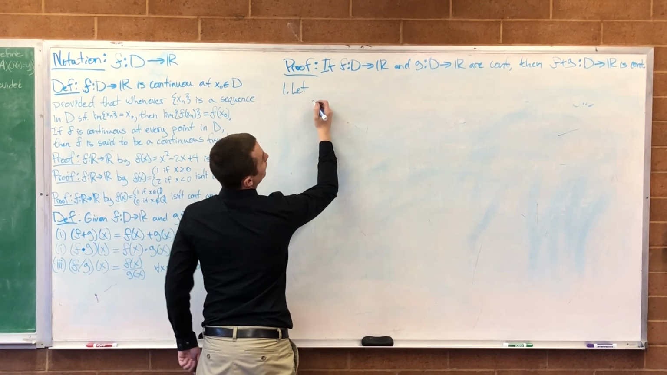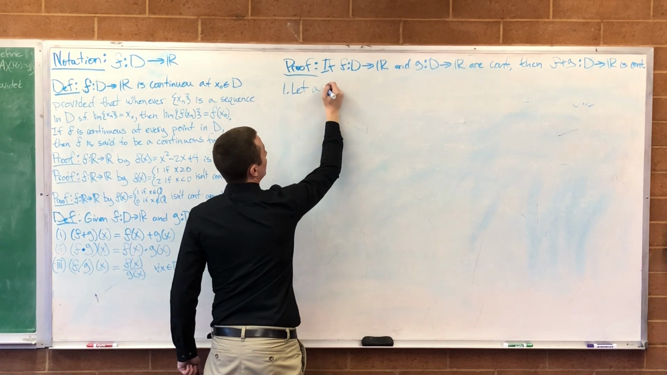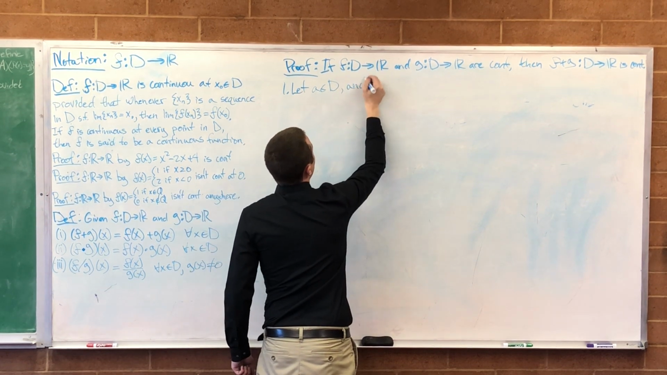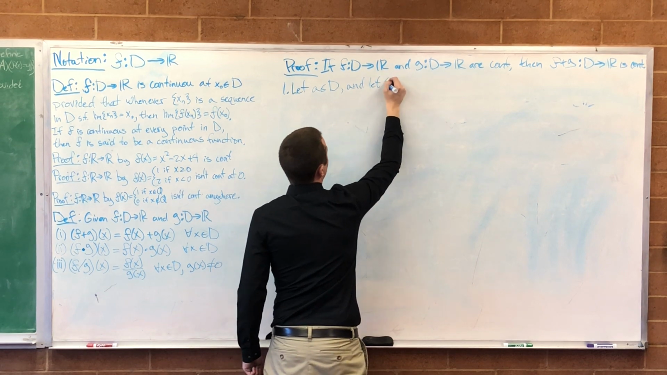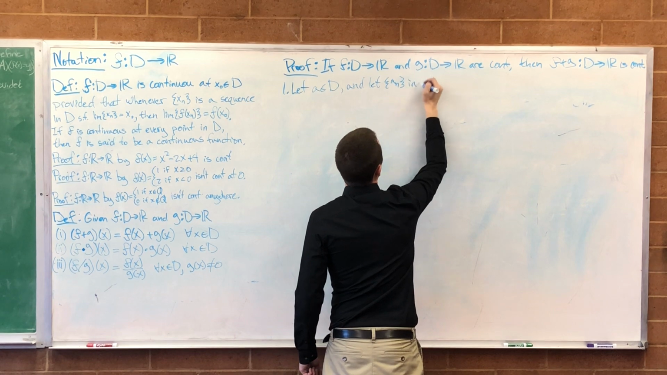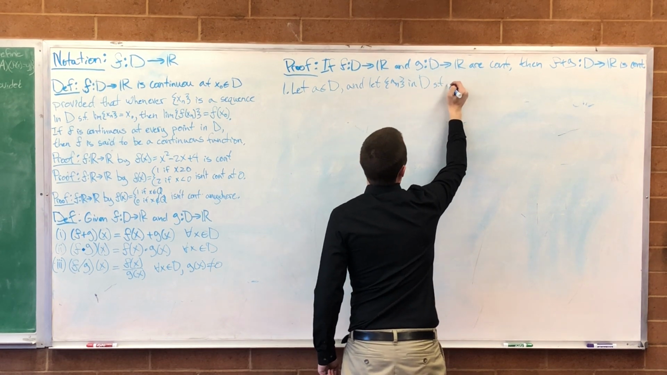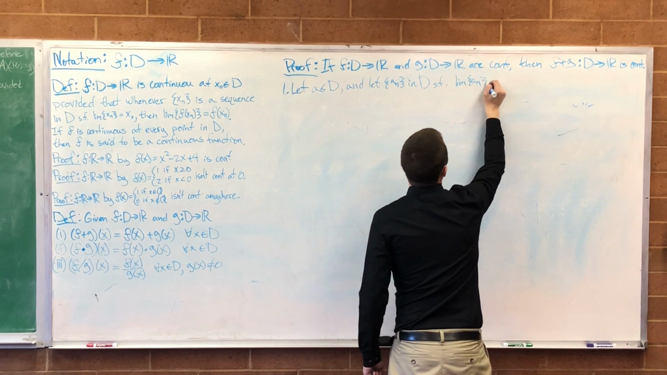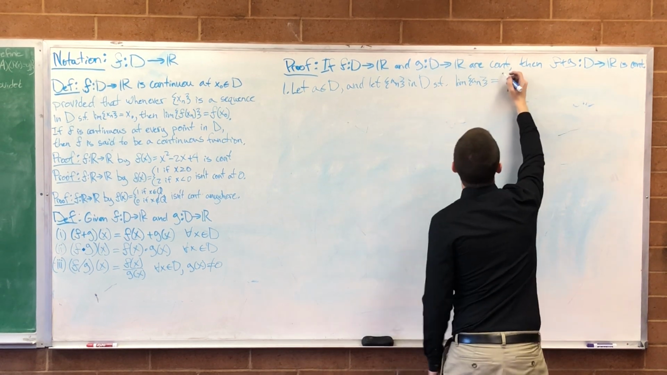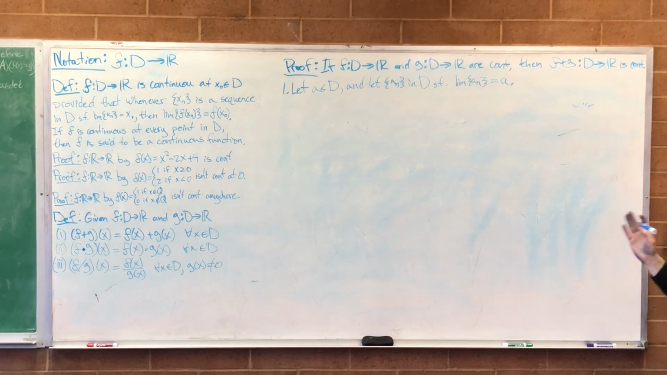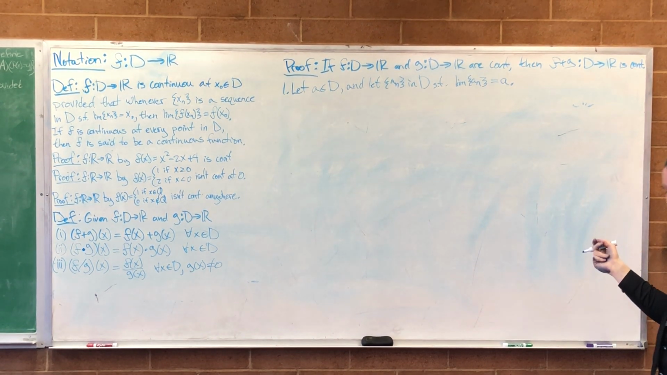So let, what do we want to use? A, I guess we've been using. Let A be any point in D, and let a_n be any sequence in D such that the limit of a_n is equal to A. Now, since f is continuous and g is continuous, what do we know?